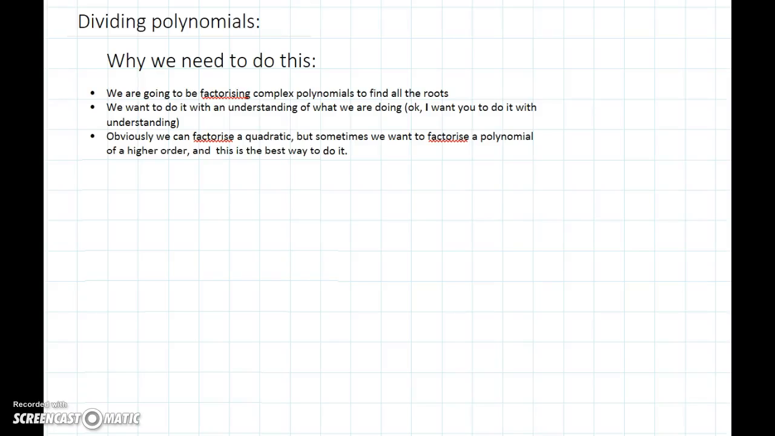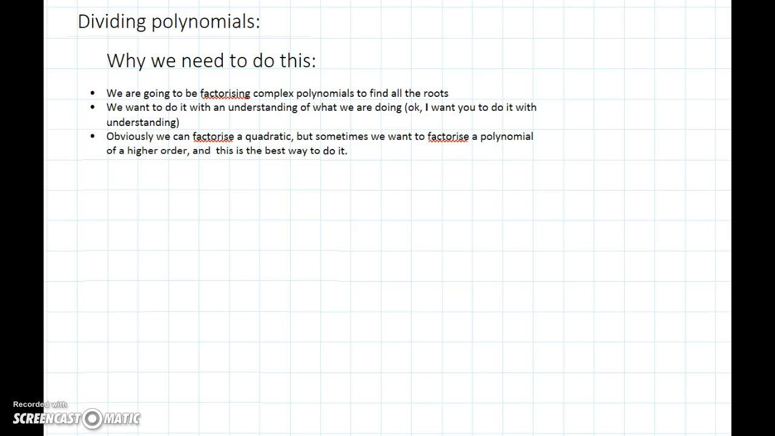Today we're going to be looking at dividing polynomials. First of all, why do we need to do this? We are going to be factorizing complex polynomials to find all the roots. We want to do it with some understanding of what we're doing. Okay, I want you to do it with some understanding.